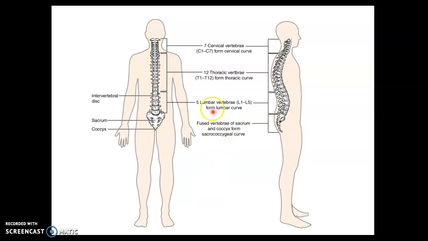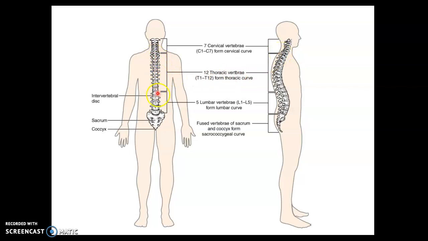So here it is. Let's begin with the most superior region of the vertebral column, and those are cervical vertebrae. There are 7, and we name them C1, C for cervical, right up top, all the way down to C7 at the base of the neck.